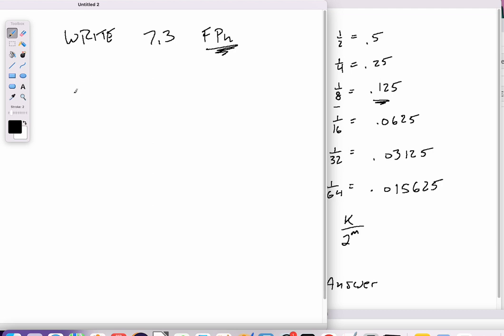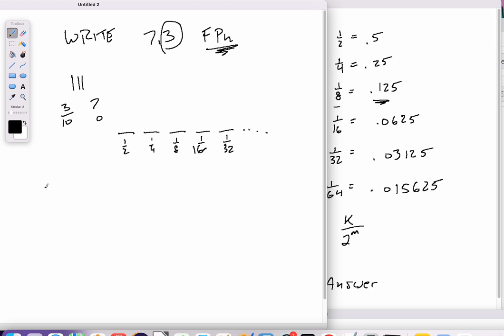Now the 7 part is easy, that's just 1, 1, 1. But what about the 0.3? That's 3/10. Okay? And you go, what do I do about that? Well, think about it this way. I come over here and I've got a half, and I've got a quarter, and I've got an eighth, and I've got a 16th, and I've got a 32nd, and this goes on for quite a bit.